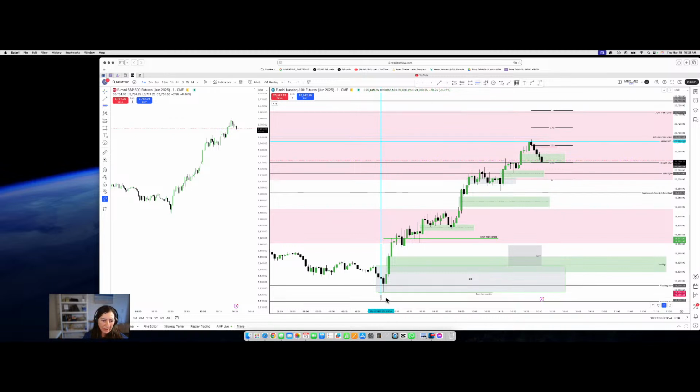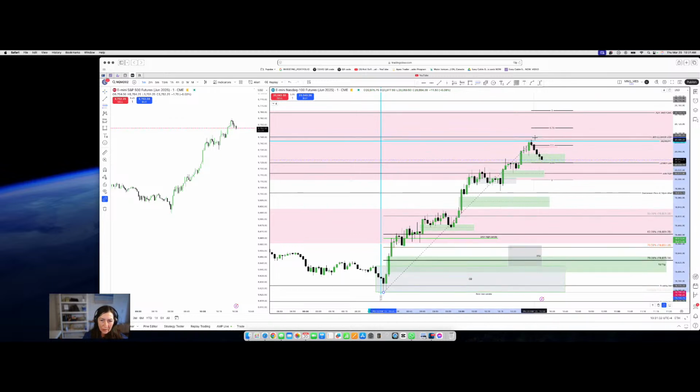Just going to draw my fib again. I'm going to check my OTE. Going to move this up 62 to 79%. Just make sure that's accurate.